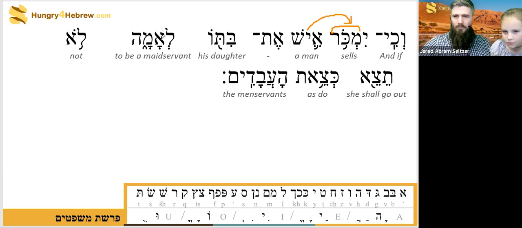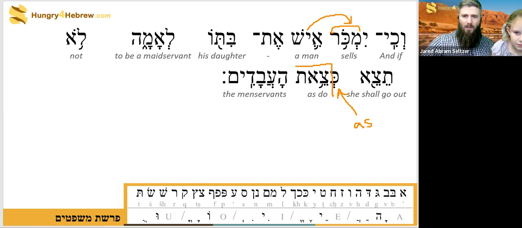It is not good to be in debt. But anyway, if he's in debt, he has to pay it somehow. If that happens, lo tetze, she shall not go out. Latzet. Now, this is an infinitive construct. We already talked about those. As or like the going out of, it's in construct with the next word, ha'avadim, which is the men servants.